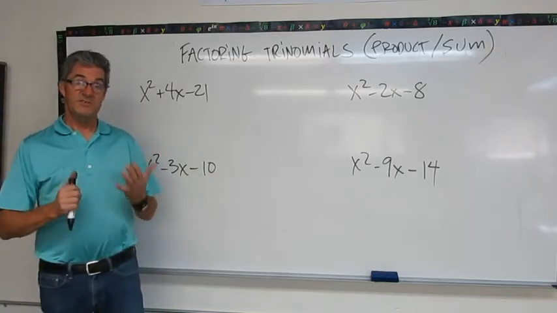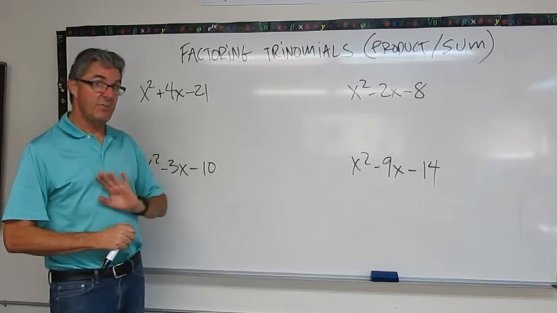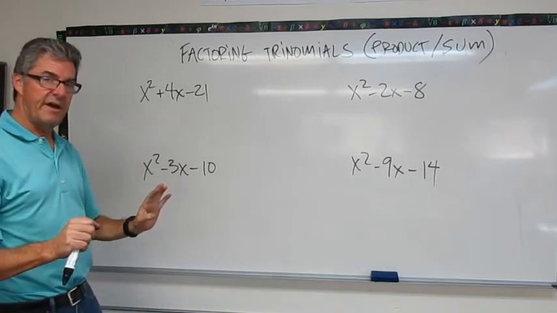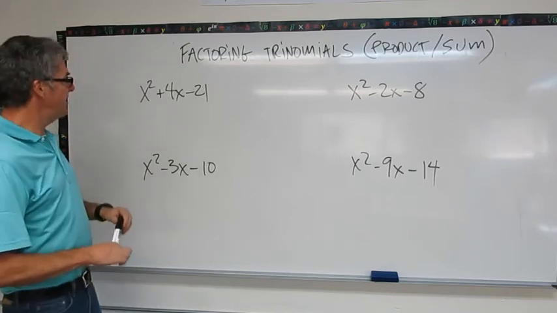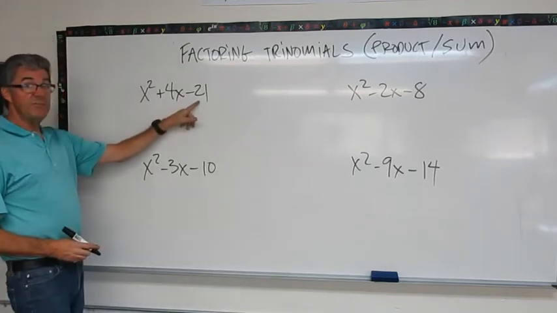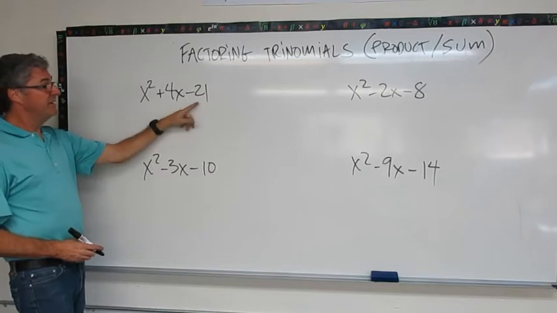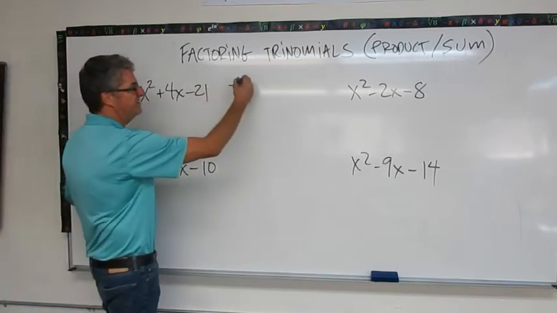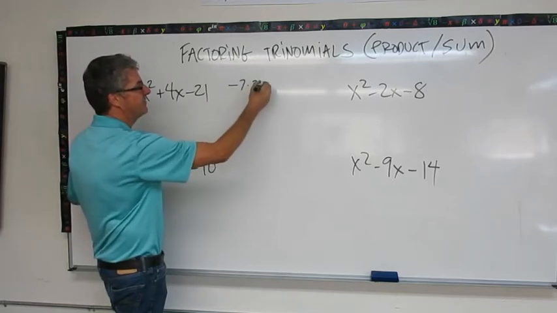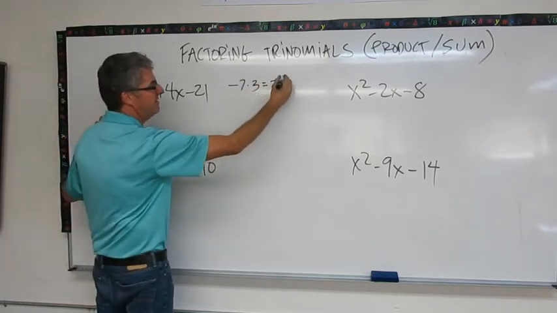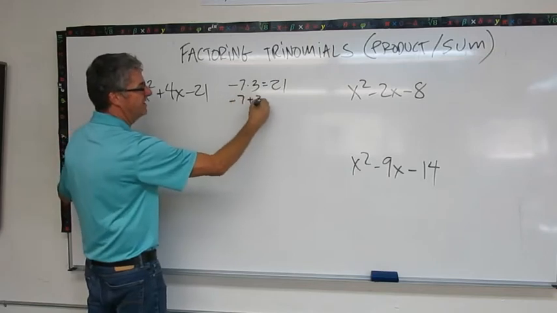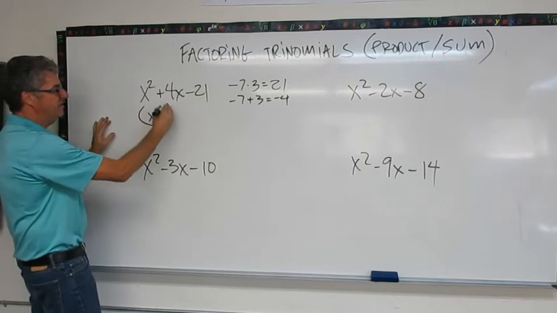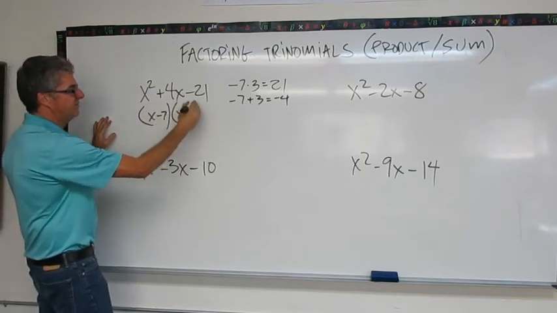Okay, let's do 4 more examples. If you want, you can pause the video right now and see if you can do all of them, or you could pause it one problem at a time. Okay, let's do that first one. Two numbers that multiply to -21 that add up to +4. That's going to be -7 times +3. That's -21. -7 plus 3 is -4. So that's going to give us x minus 7 times x plus 3.